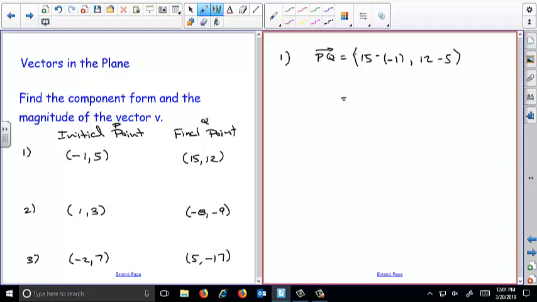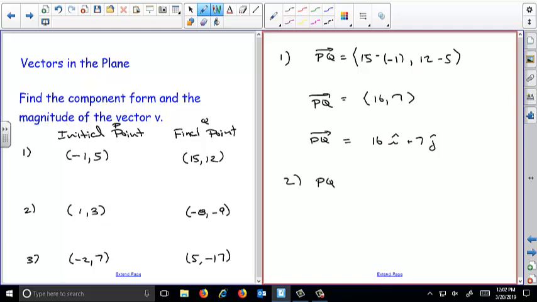Notice I'm not using parentheses, but angle brackets. So you have 15 minus the negative 1, which should be 16, and 12 minus 5, which is 7. So that's one way of representing the vector PQ. Or you can put it in notation where you have 16i plus 7j, where i is the unit vector in the x direction and j is the unit vector in the y direction.